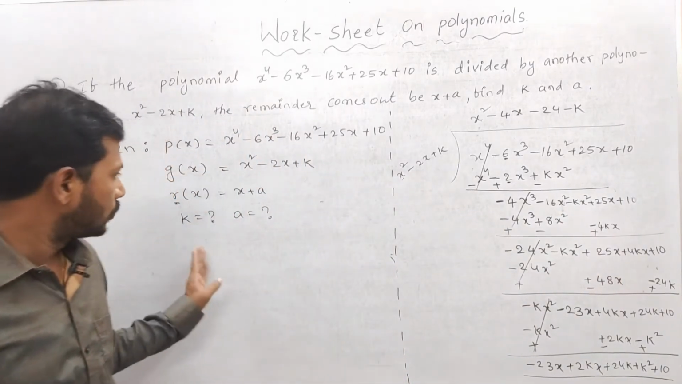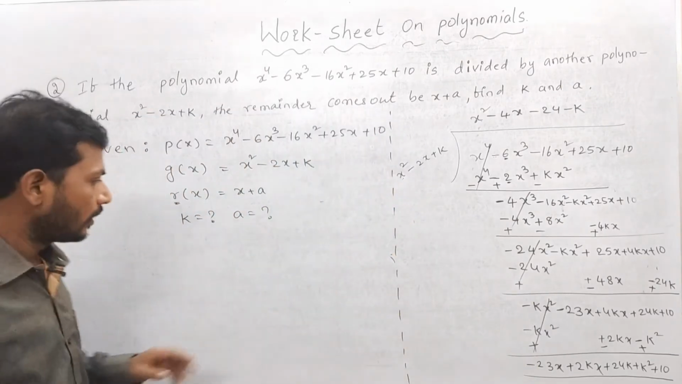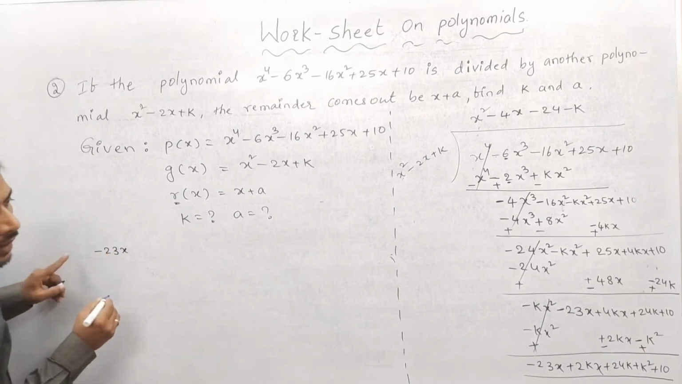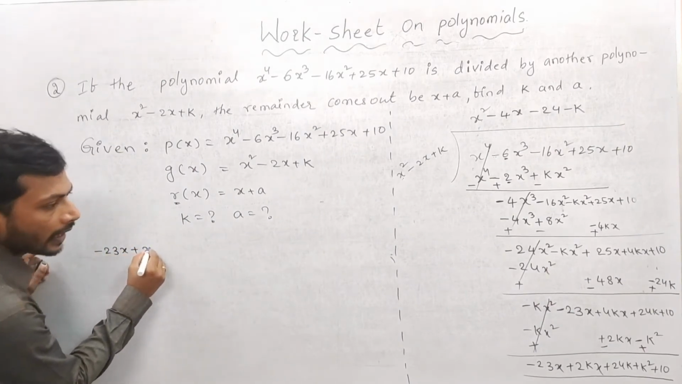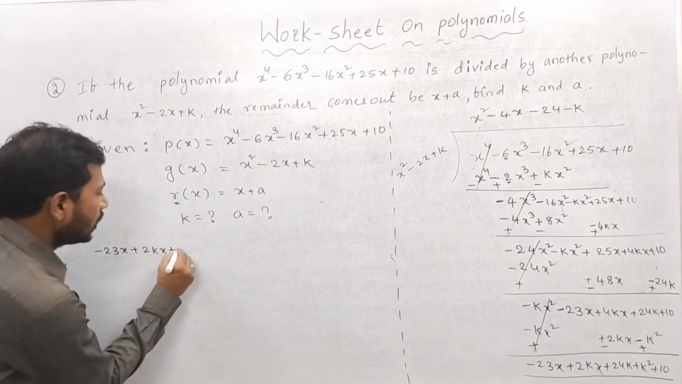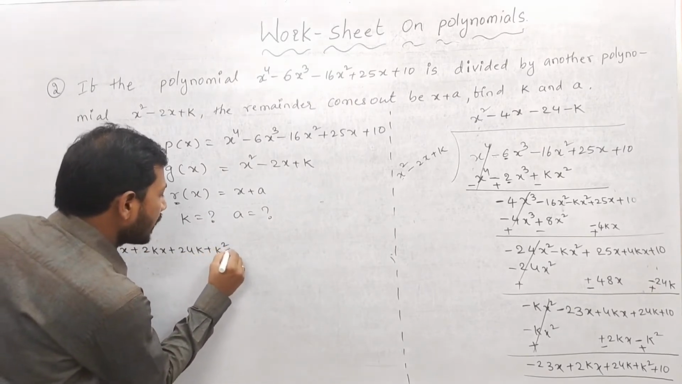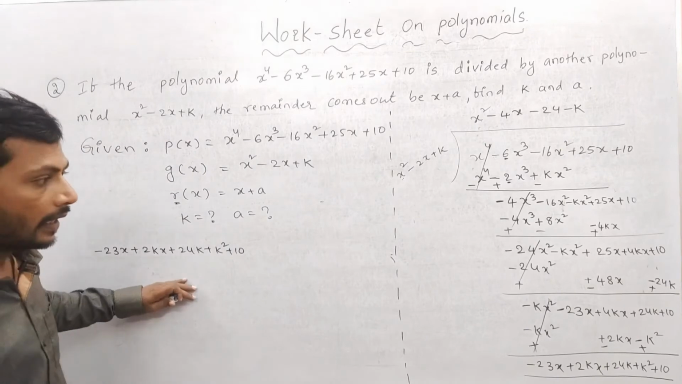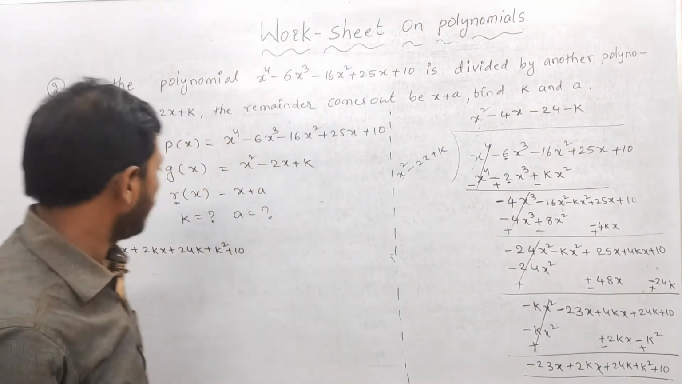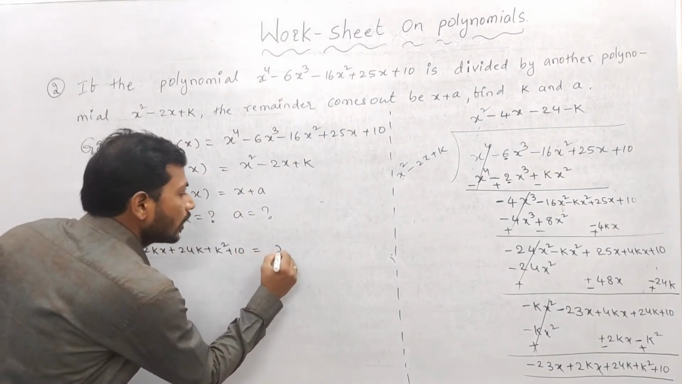Now we have come to compare the value. How much we got? This I am writing here. That is minus 23x plus 2kx. And next is what is there? Plus 24k plus k square plus 10. This is what? Remainder. By the division we got this is the remainder. But actually remainder is given. What is the remainder given? x plus a. This equals x plus a.